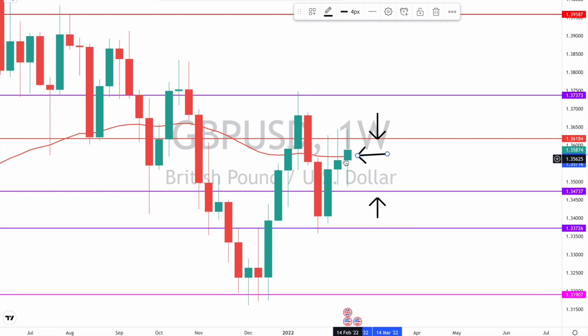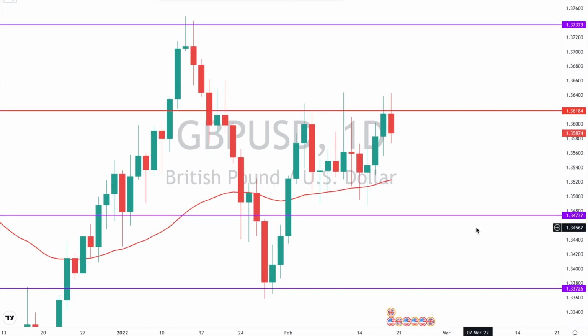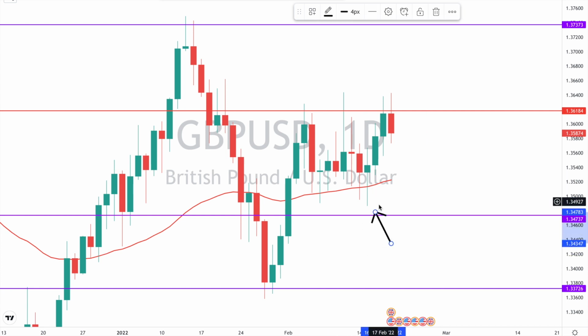So moving on to the daily time frame. So here's pound dollar daily time frame. We have a great price action along the bottom. As you can see, the price rejected the 50 EMA on the daily time frame and also weekly support area and proceeded up with great momentum.